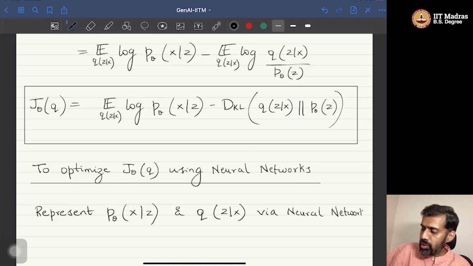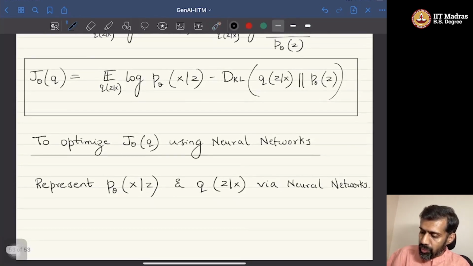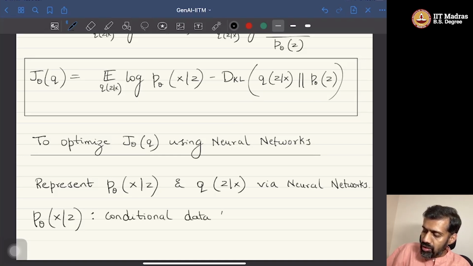Please look at this equation. We have two distributions here, p theta of x given z and q of z given x. Of course, we have p theta of z here, but typically p theta of z is taken to be a constant. We'll discuss that as we move on. But the two key distributions are p theta of x given z, which is the conditional data likelihood, and q of z given x, which is called the variational latent posterior. So maybe I'll just write the names for it. p theta of x given z is typically called the conditional data likelihood.